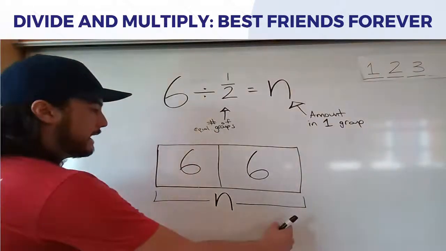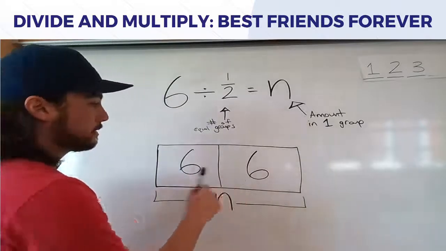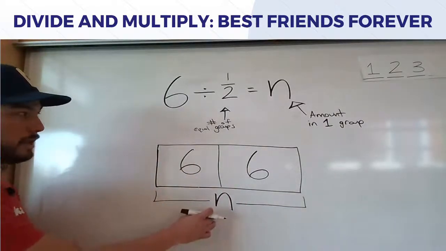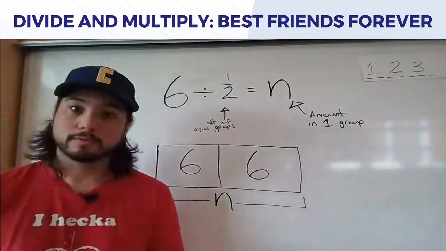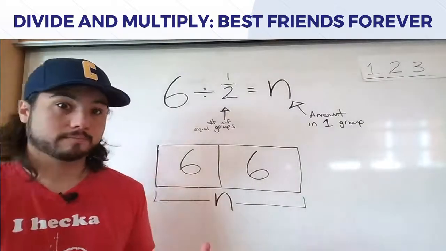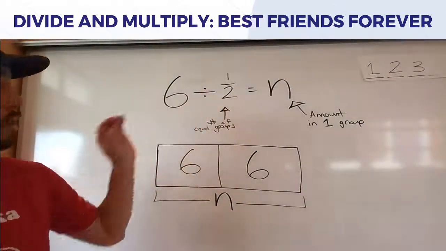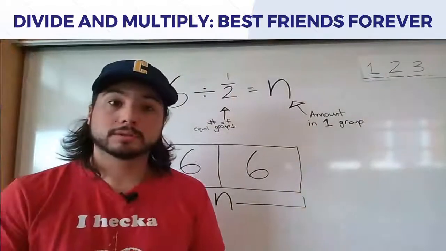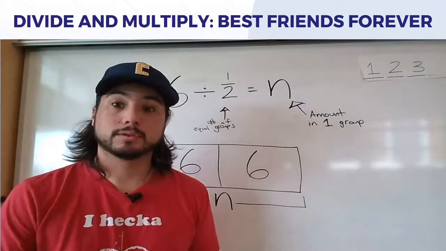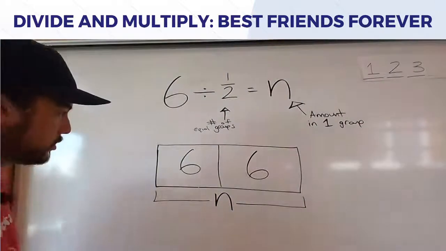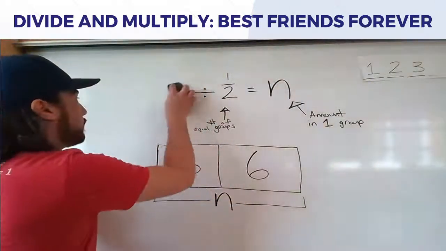And then, so what does our n equal then? If 1/2 is 6, then our n would equal 12. 6 plus 6. So 6 divided by 1/2 equals n, or equals 12. Okay, let's try another model, and then we're going to fill in our equation.